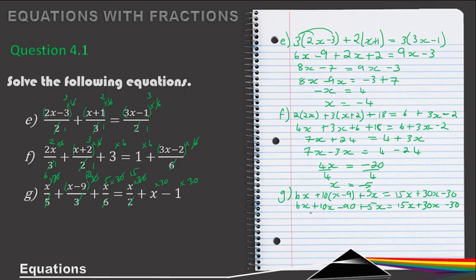Okay, like terms. So 6 plus 10 is 16, plus 5 is 21x minus 90. Then 15 plus 30 is 45x minus 30. Now bringing my 45 over, 21x minus 45x equal to negative 30 plus 90.